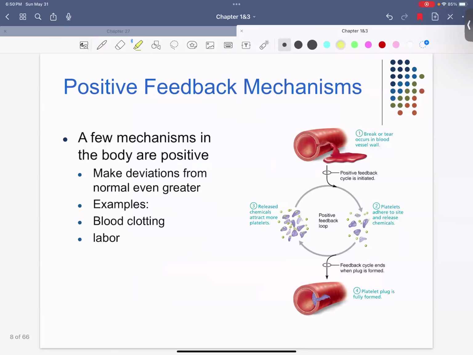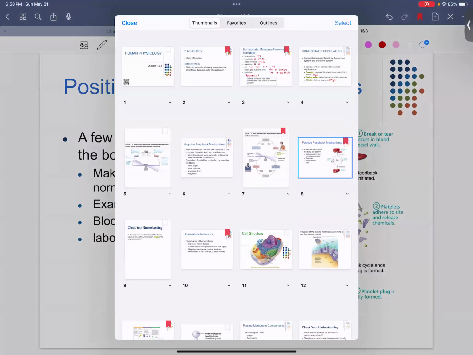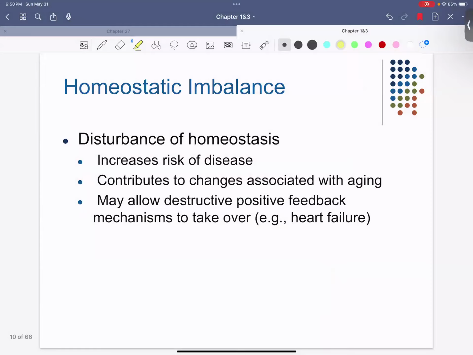Very few variables in the body are controlled by what's referred to as a positive feedback mechanism, which amplifies a change. The deviation from normal gets greater. The classic example shown here is blood clotting. Childbirth is another example. When negative feedback mechanisms become overwhelmed, destructive positive feedback mechanisms can take over. This results in homeostatic imbalances.